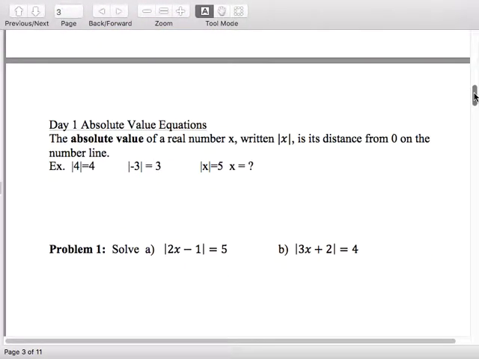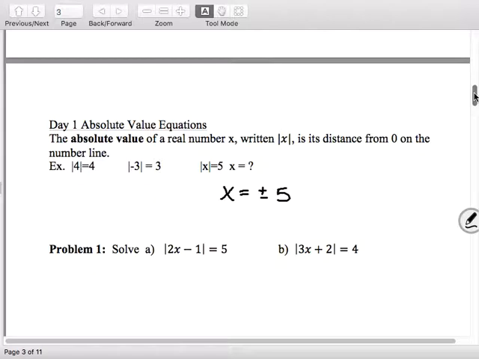All right, so the absolute value of a real number x, written |x|, is its distance from 0 on the number line. So the absolute value of 4 is 4. The absolute value of negative 3 is 3. Now what about |x| = 5? What are the values that x can have? Yeah, plus or minus 5. It isn't just 5, it could be negative 5.